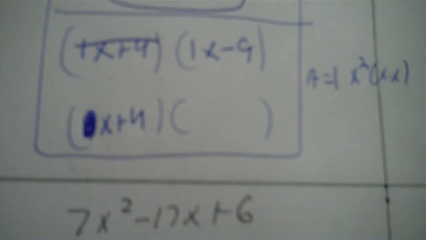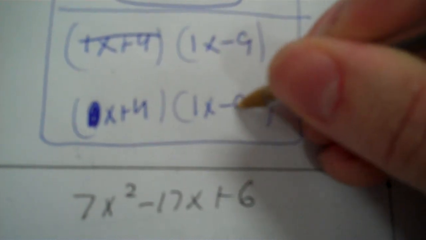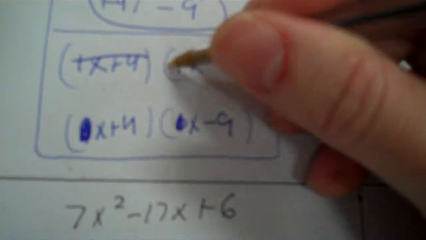Take the 1 off the front of the x. 1 and 9 are just in the 1 row. So you can divide by 1, but it's not going to change it. It's just going to drop down in the same thing. So we delete those, and we have x plus 4 times x minus 9.